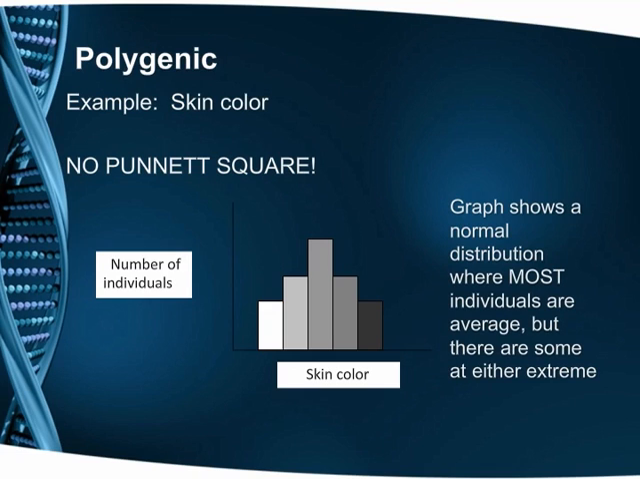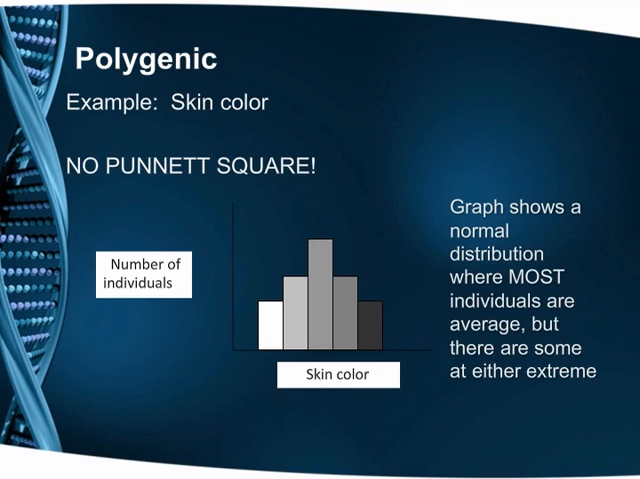Next, we have polygenic traits. There's a place to fill in an example. Skin color is a polygenic trait. Remember, polygenic traits are often those that show a very wide range of phenotypes. Polygenic traits are governed by more than one gene, so we cannot do Punnett squares for these types of traits. But you can show the distribution of the traits graphically. This is called a normal distribution curve.